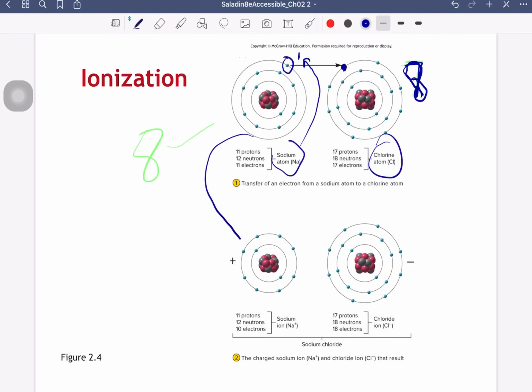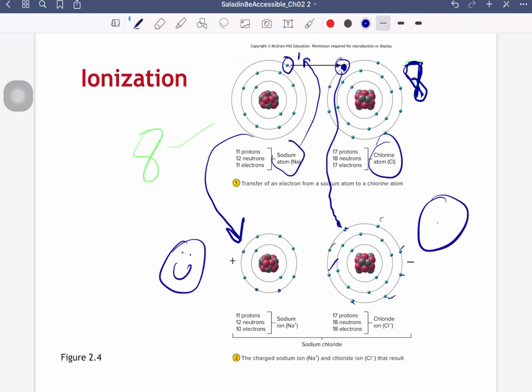We can see what's happened down here is that the outer shell has disappeared, and now I have 1, 2, let me do this. Change pens. 1, 2, 3, 4, 5, 6, 7, 8. Is it happy? It's happy. Okay. And over here, you can see that we've gained an electron, and it has 1, 2, 3, 4, 5, 6, 7, 8. So it is happy. Everyone's happy.